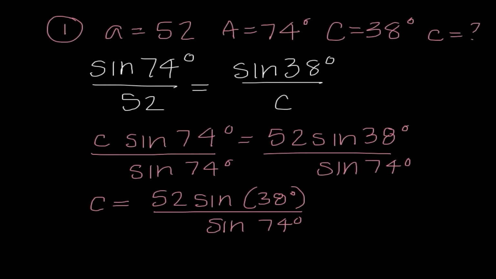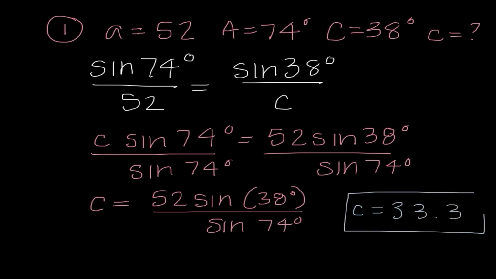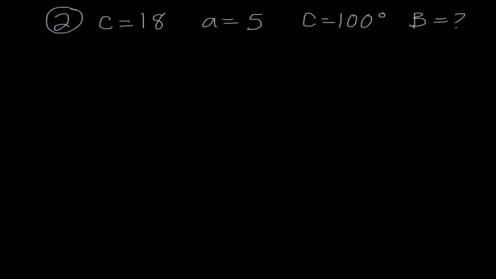So I can put this straight into my calculator, and when I do that, I end up getting 33.3. And not that we have a ton of information, but based on the information we do know, 33.3 would be a reasonable answer. We knew it was going to be smaller than 52 because angle C is smaller than angle A is. Finding sides using law of sines honestly doesn't get much tougher than that.